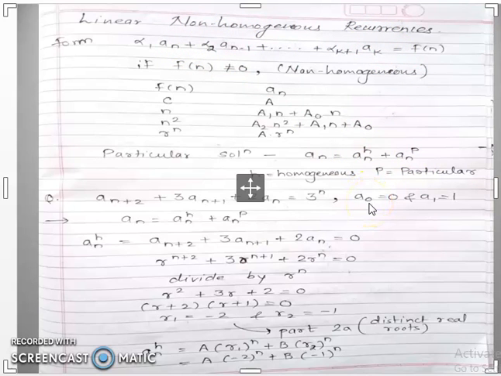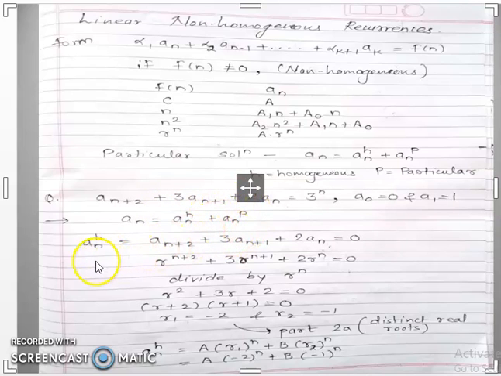Let us see some examples of linear non-homogeneous type of recurrence equation. So the first example is a_(n+2) + 3a_(n+1) + 2a_n = 3^n with initial condition values a_0 = 0 and a_1 = 1. We know that to find the solution of a linear non-homogeneous type of recurrence equation, our formula is a_n = a_n^(h) + a_n^(p). Means firstly we have to find the homogeneous solution part and then we have to find the particular solution part.